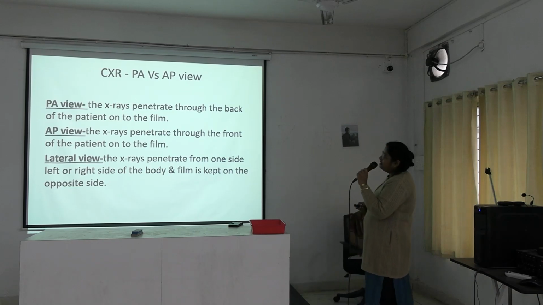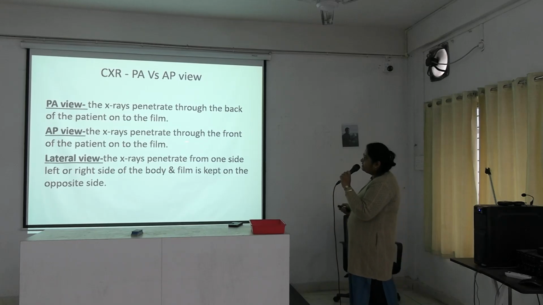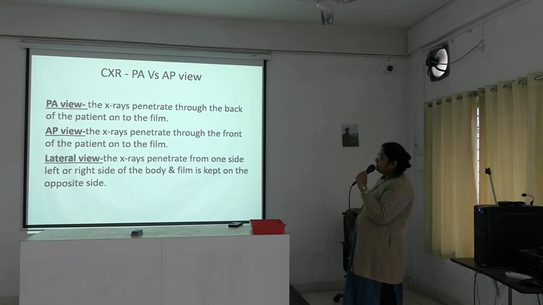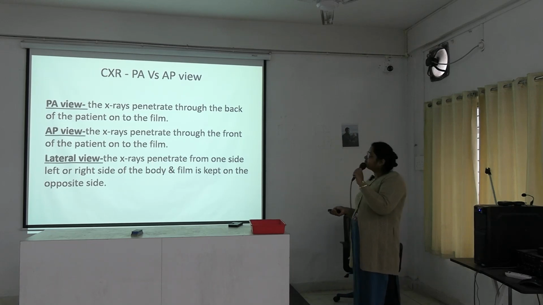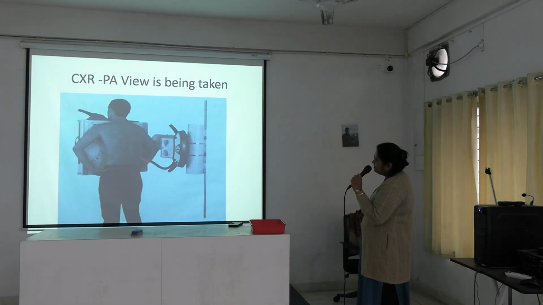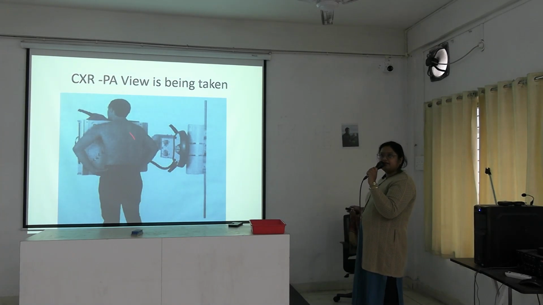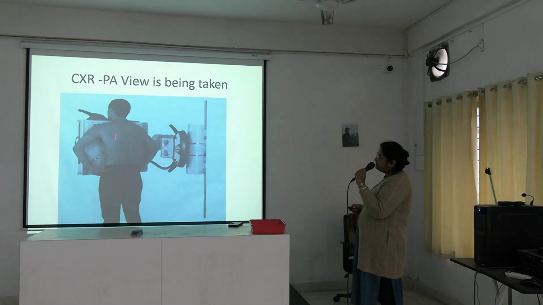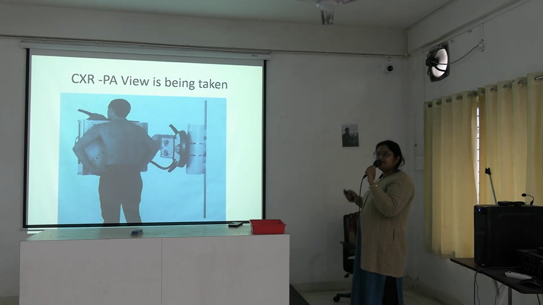Okay. So in PA view, the X-ray penetrates through the back of the patient onto the film. And in AP view, the X-rays penetrate through the front of the patient onto the film. And in lateral view, the X-rays penetrate from one side, left or right side of the body, and the film is kept on the opposite side. Okay, so this is how a chest X-ray is taken, and the arms are placed like this for proper exposure of the chest.